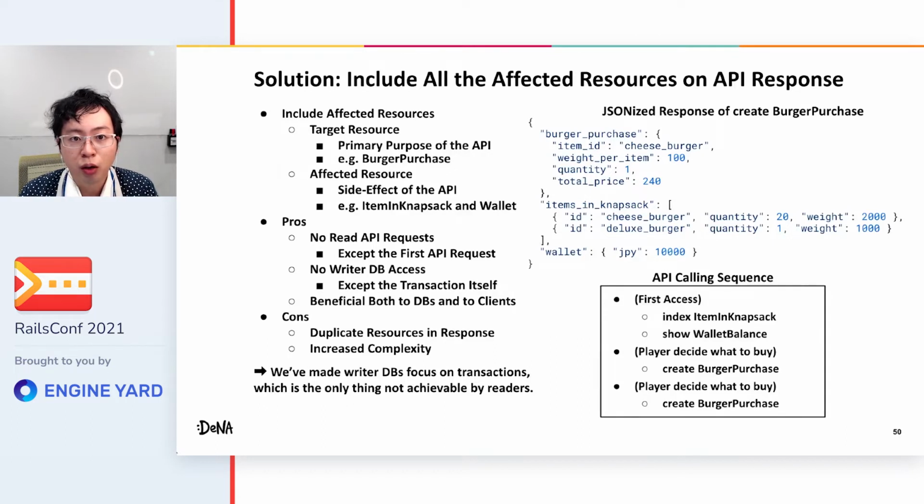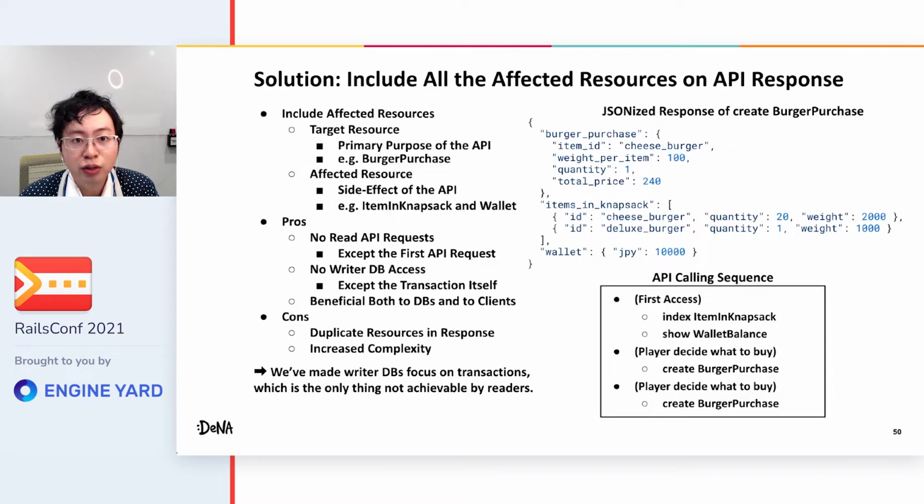On the JSON sample on your right-hand side, you can see all the resources are included in the response. And you can see the API call sequence below the JSON. Here, the client calls index item in knapsack and show wallet on the first access. This sequence is the same as the original API call sequence. However, after deciding what to buy, the client calls only create burger purchase. This is because all the required resources are included in the response of create burger purchase.